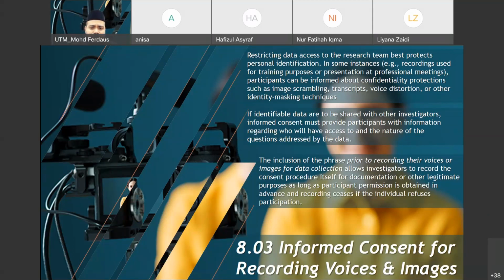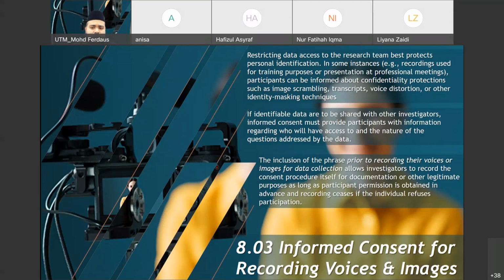If identifiable data are to be shared with other investigators, informed consent must provide participants with information regarding who will have access to the data and the nature of the questions addressed by the data. Like I mentioned, we need to inform them who the parties are that have access to the data. For me, I mentioned that only me and my supervisors have access to the data.